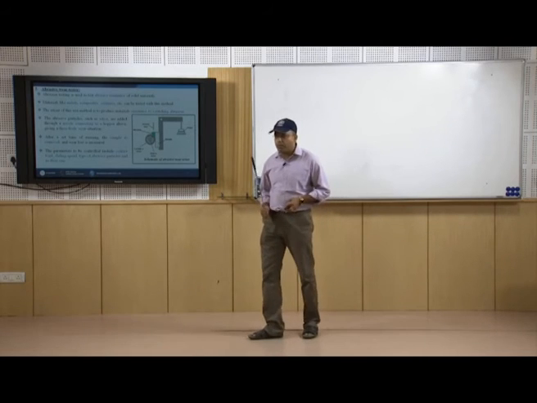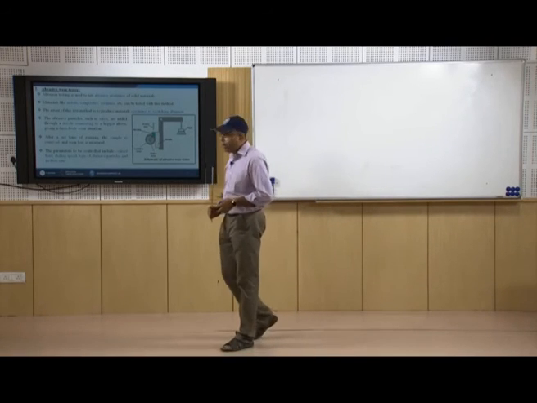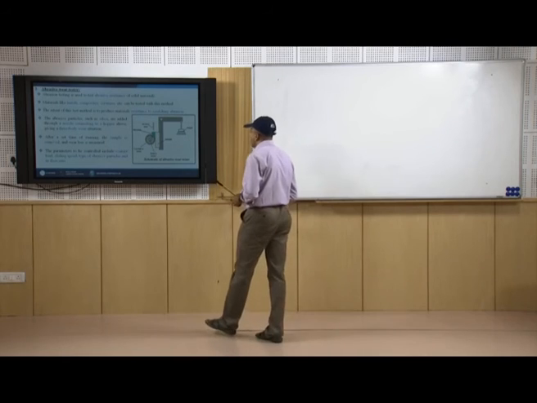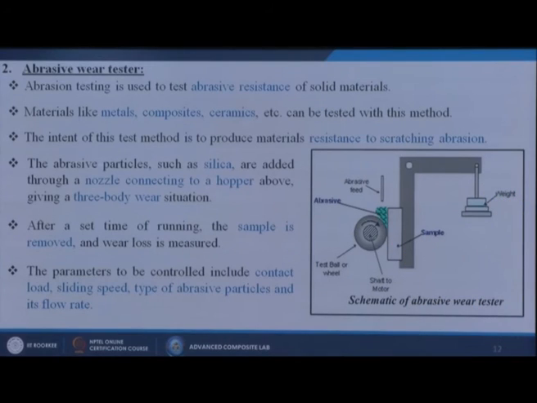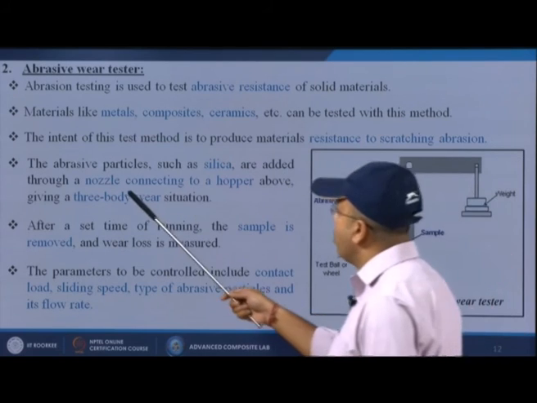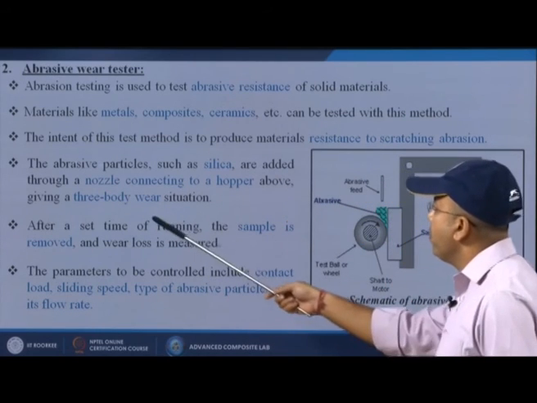In the abrasive wear tester, abrasion testing is used to test the abrasive resistance of solid materials. Materials like metals, composites, ceramics, etc. can be tested with this method. The intent of this test method is to measure material resistance to scratching abrasion. The abrasive particles such as silica are added through a nozzle connected to a hopper above, giving a 3 body wear situation.